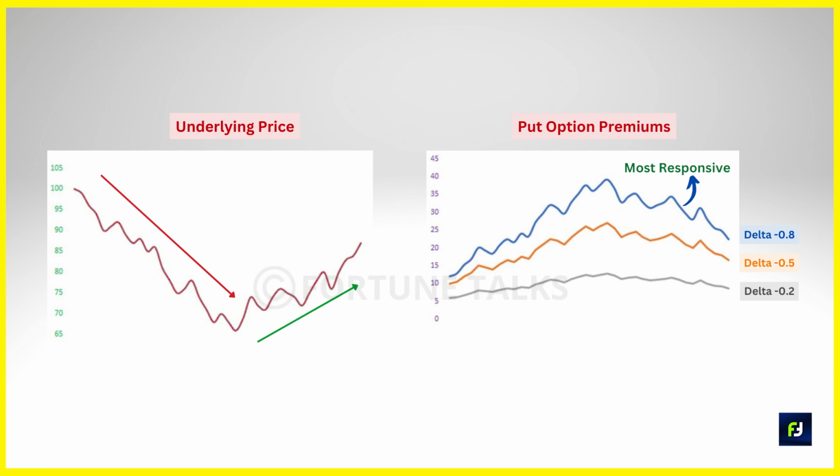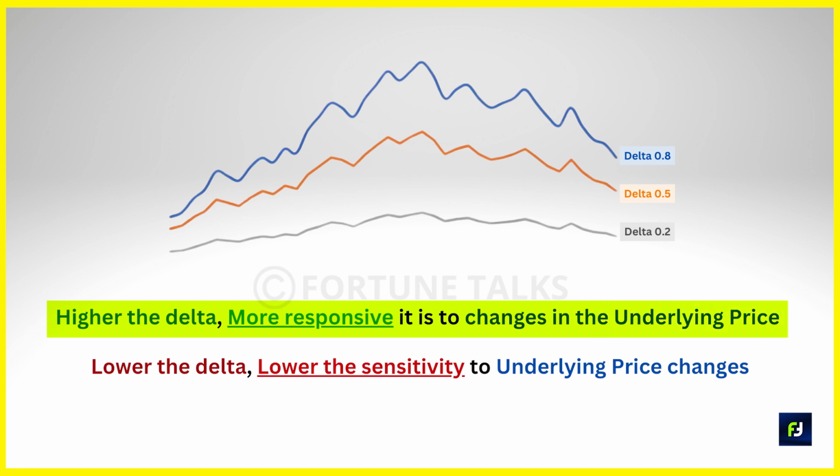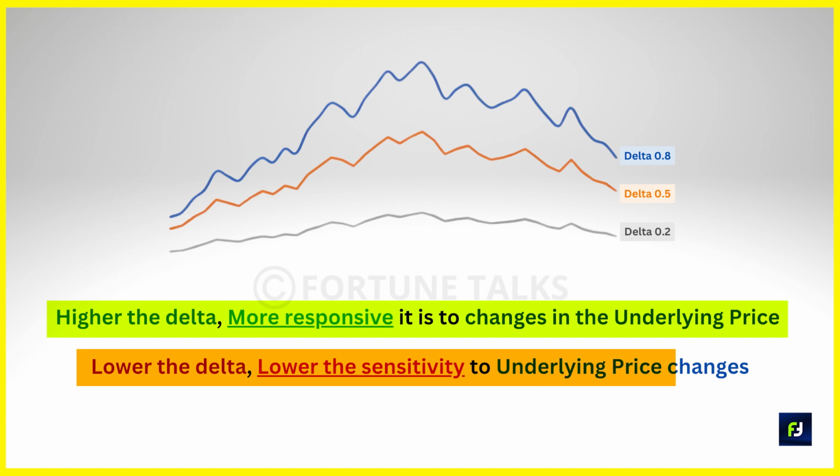On the other hand, notice that the put option that has a delta of minus 0.2 was the least responsive to changes in the price of the underlying. Neither did this option rise much during the down move in the price of the underlying, nor did it fall much during the up move. And finally, the put strike with the delta of minus 0.5 started slowly, but gradually it gained pace before declining again. So, as a rule, we can say that options that have a higher delta are more responsive to changes in price of the underlying than those options that have a lower delta.